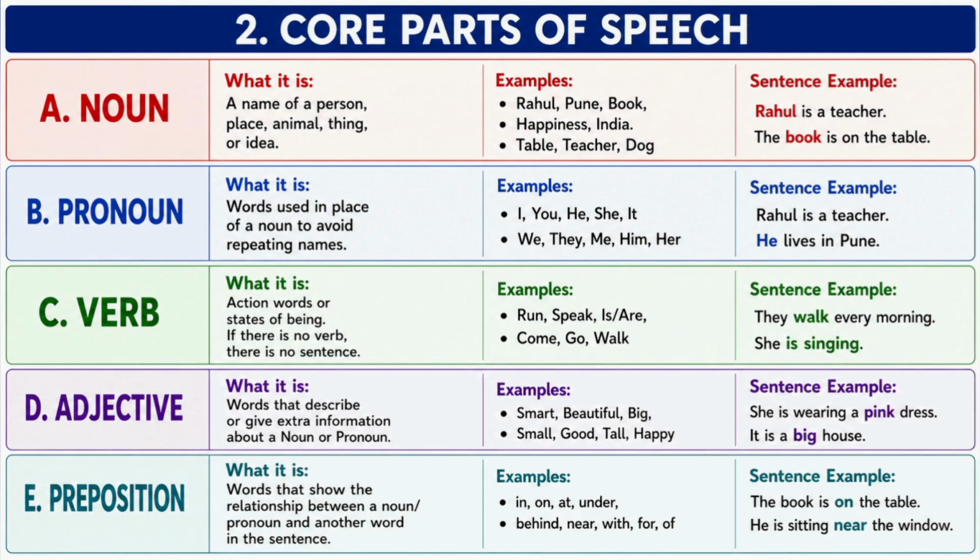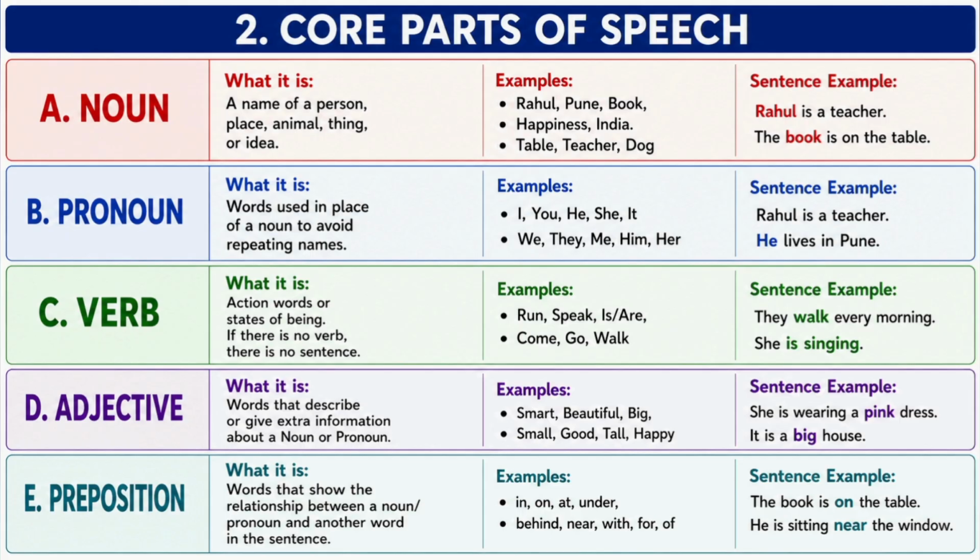Fourth is the adjective. Adjectives are descriptive words that modify, or give extra information about, a noun or a pronoun. Examples include qualities like smart, beautiful, big, small, good, tall, and happy. For example, in the sentences, she is wearing a pink dress, and it is a big house, the words pink and big serve as the adjectives modifying the nouns.